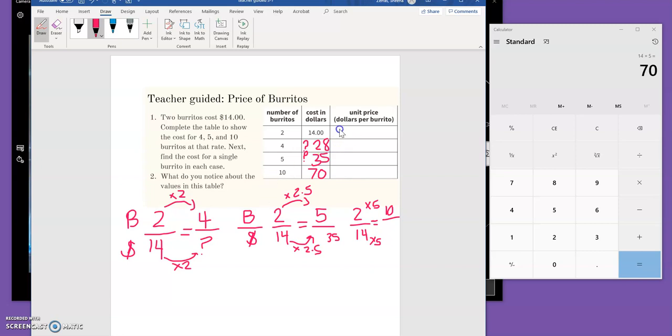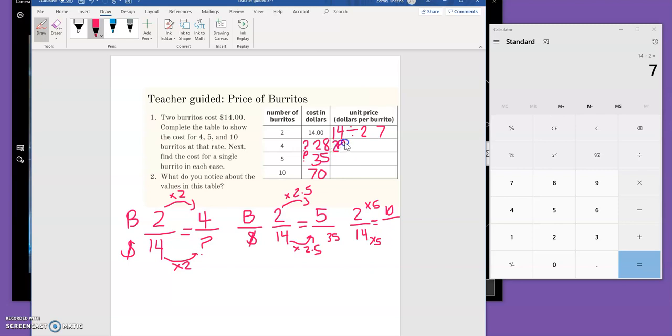Okay, next on our table it says find the cost for a single burrito in each case. Okay, this is referring us to our unit price, which remember is how much for one. Unit price is dollars per burrito, so we're going to take the dollar amount from the table and divide it by the number of burritos. 14 divided by 2, check your answer on the calculator, is 7.